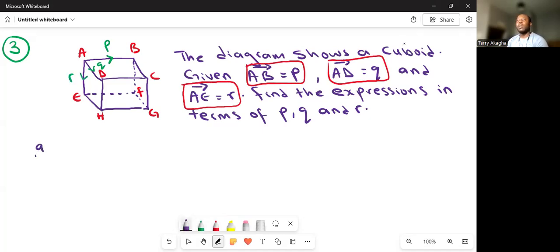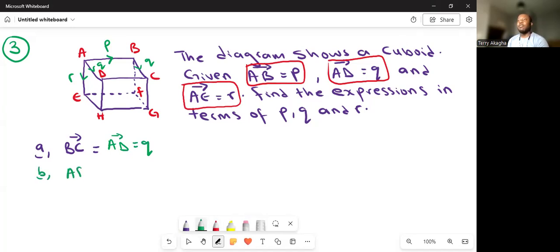So the first one is that we're told to find BC, okay? So I want to move from B to C. Because it's a cuboid, BC is parallel to AD, so that means this must be the same thing as Q. So BC is parallel to AD, and this is going to be equal to what? Q, all right?